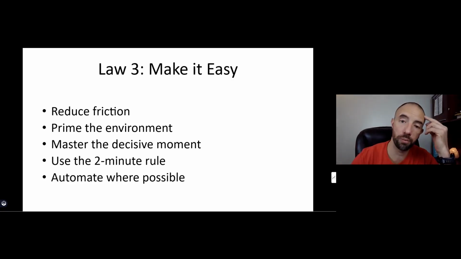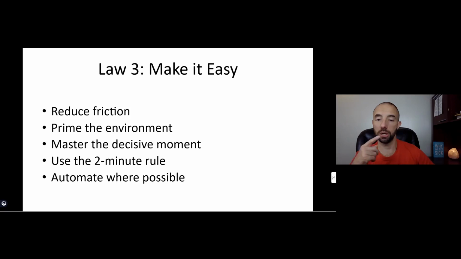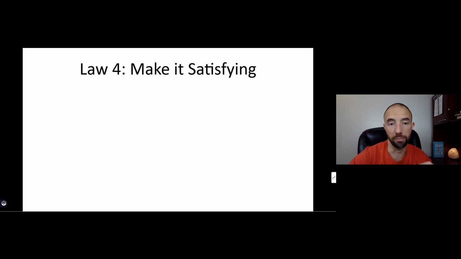And so another one would be you can install apps that block distracting websites during work hours so you're able to better focus on the work. Automation locks in the behavior so you don't have to think about it every single time. And so that's the third law, make it easy. So you want to reduce friction, prime your environment, and focus on the decisive moment. Shrink small habits to 2 minutes or less and automate it where you can. The simpler the habit, the more likely it becomes to be part of your life.